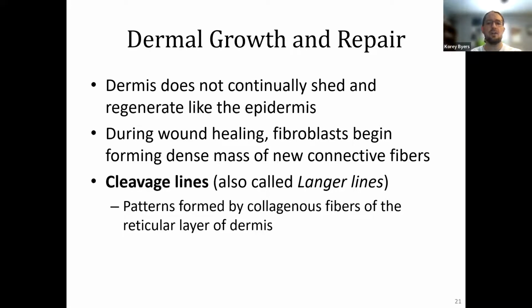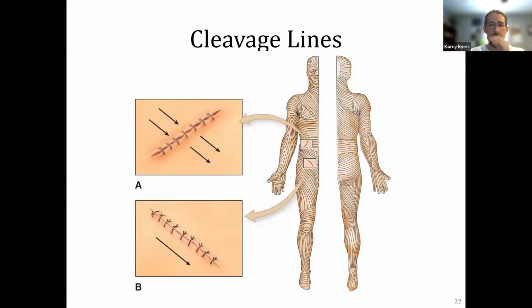We have what's called cleavage lines or Langer lines. It's patterns, if you were to look at all of our skin, formed by the fibers in that particular layer of our dermis as our skin formed. And so all of our skin has been kind of woven in these specific cleavage lines.